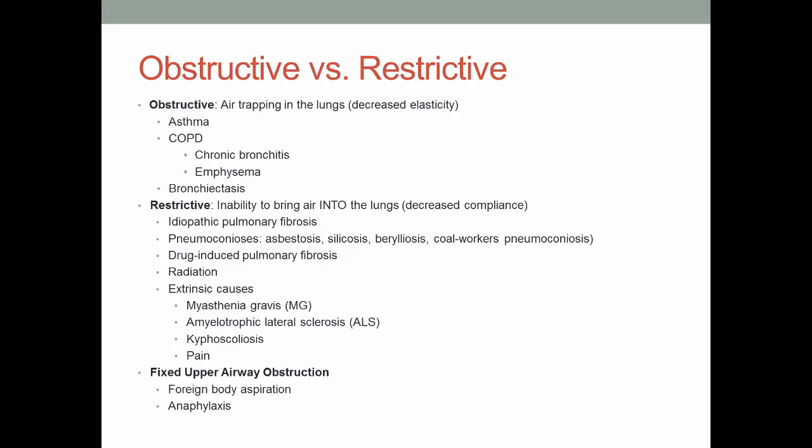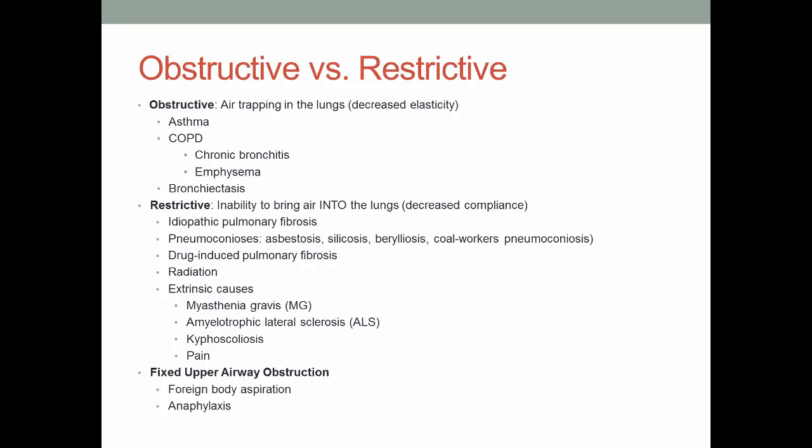Diseases that fall under this restrictive category include idiopathic pulmonary fibrosis. There are different pneumoconioses, which are restrictive lung diseases related to occupational exposure to things that you can inhale that cause lung disease. So asbestos, silica, beryllium, or coal. That's relatively common around here.